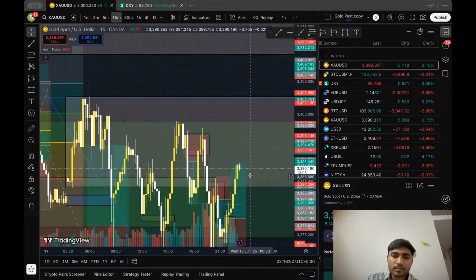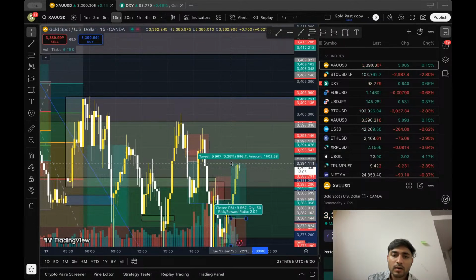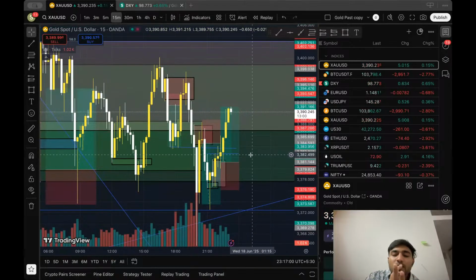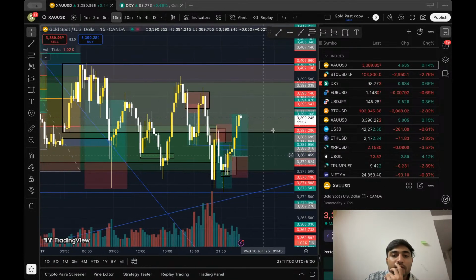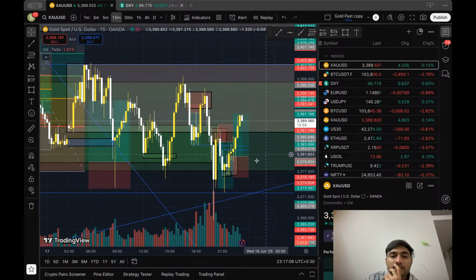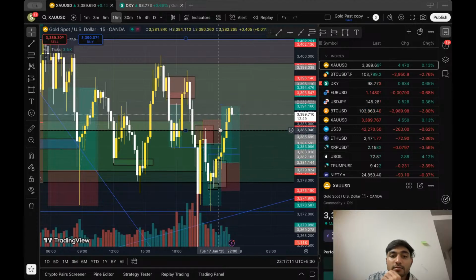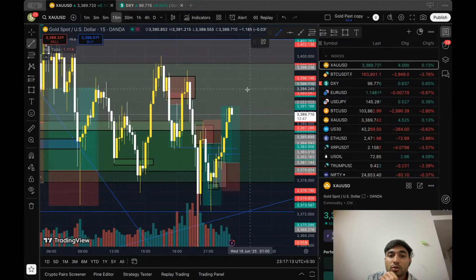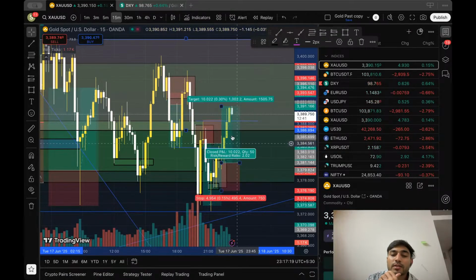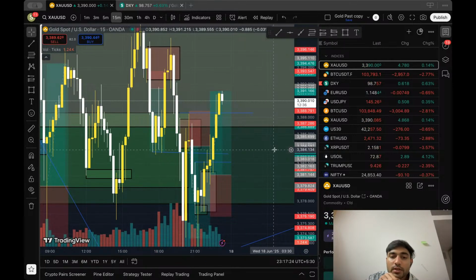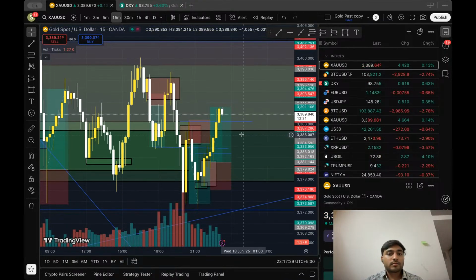I think our target got hit now. 100 was the target. Yes. I mean, we are not on this trade, but if we had been, this would be the target, ideally. But we have a change of character here, which is much more important than the trade we are seeing here. That suggests we should take bullish entries.